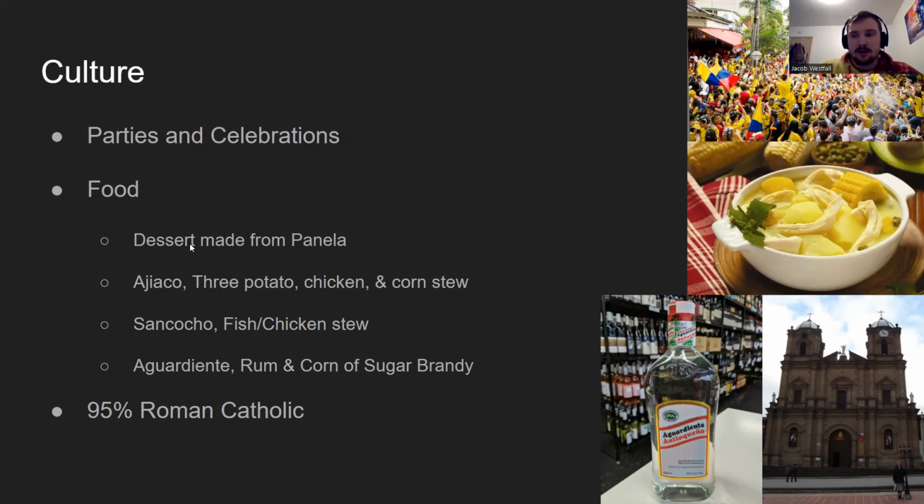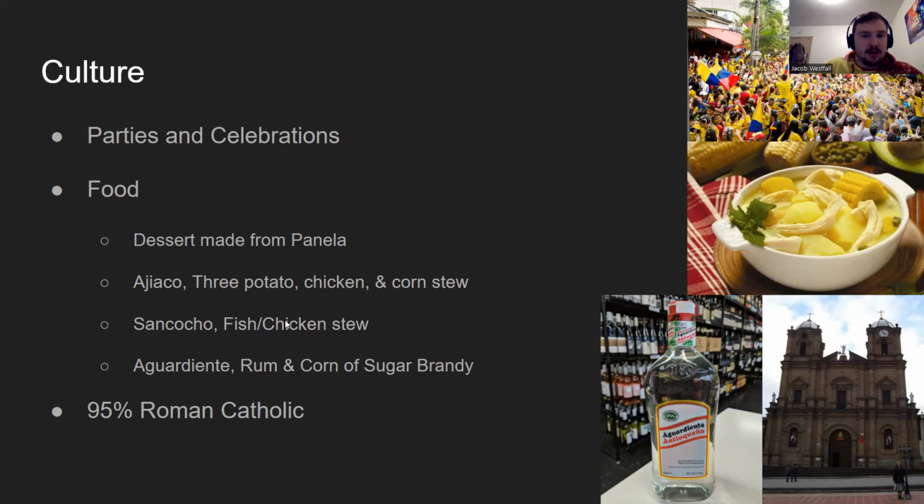As for food, foods that come from Colombia include desserts made from panela, which is a type of brown sugar. Ajiaco, I hope I pronounced that right, which involves 3 potatoes, chicken, and corn, and it's a stew. It's a very common meal, especially in the area around the capital.